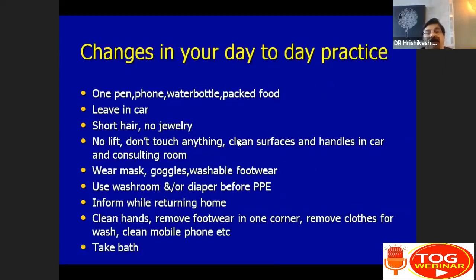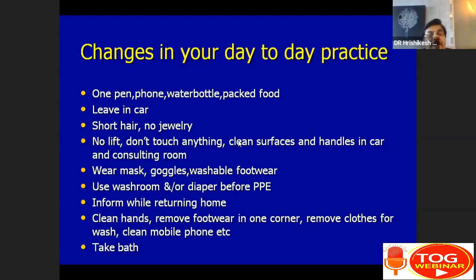What about changes in your day-to-day practice? I just read this on the Google somewhere, and I've just shortened it. So if you are going to get out of your house, go to your hospital for treating a patient, you will get out by having one pen, a phone, a water bottle which you can throw away, and packed food in a foil which you can throw away. You live in your own car, you sanitize your car. You need to cut your hair short because otherwise the PPE and all will not fit properly. No hanging jewelry should be there.